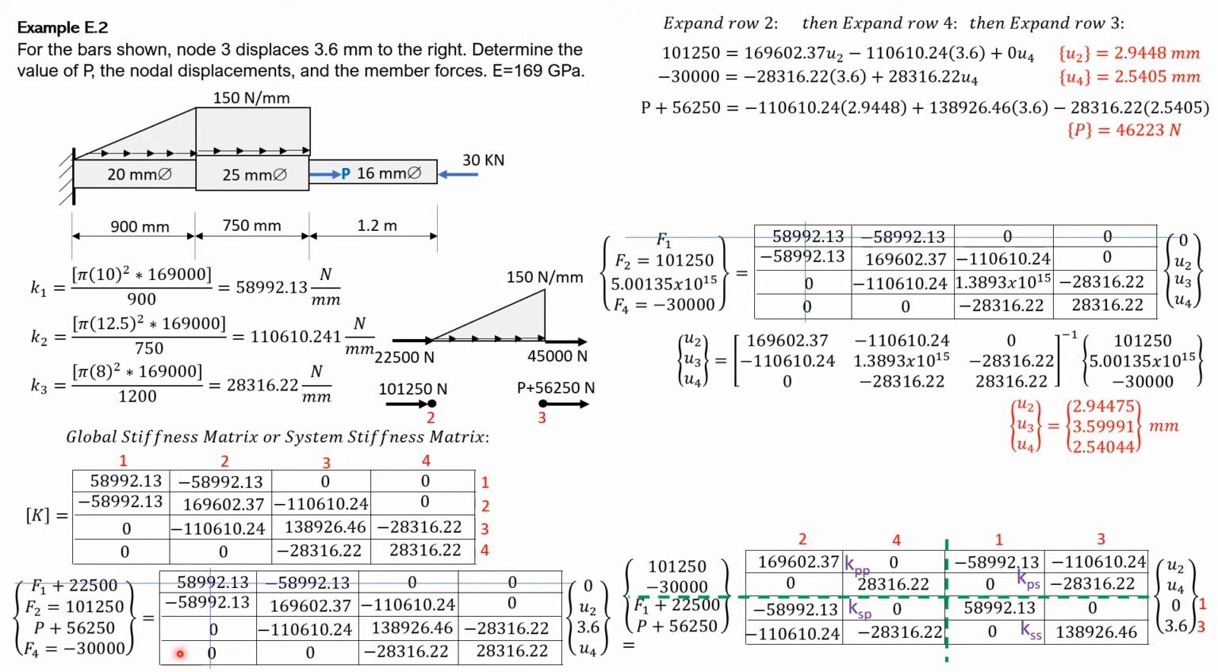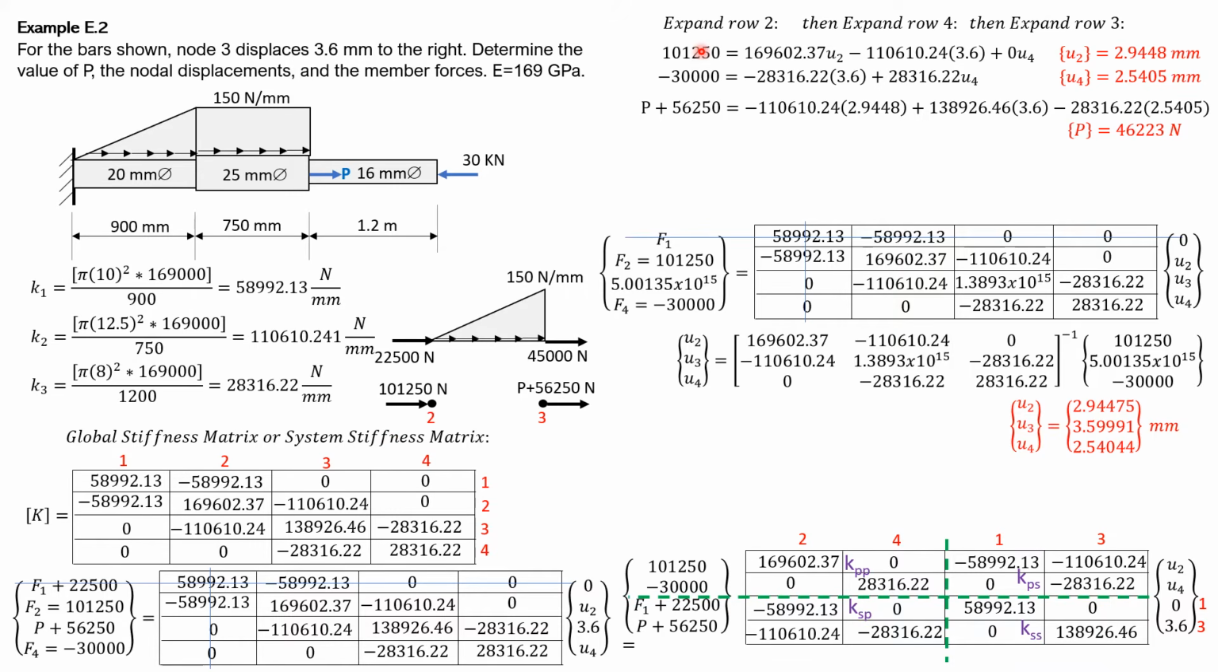Same if we expand row 4, because there's a value here, so 0 times 0 plus 0 times U2, so that's still 0, unknown. Then negative 28,316.22 times 3.6, you can get the value, plus 28,316.22 times U4, then we can solve U4. So first we expand row 2 to solve for U2, then expand row 4 to solve for U4. Then having found U2 and U4, we expand row 3 to solve for P.